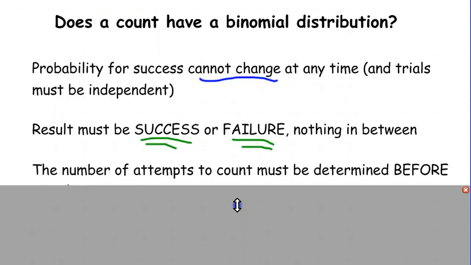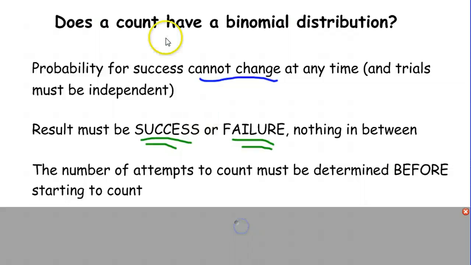The last thing is that the number of attempts that you're going to count have to be determined before you start counting. For example, I'm going to flip the coin 4 times, and it doesn't matter how many heads or how few heads I get. You're not allowed to say things like, I'm going to flip a coin until I get a heads, or I'm going to shoot baskets until I miss. That would not follow a binomial distribution. In order to be binomial, you need to decide ahead of time how many shots you're going to take, how many coins you're going to flip, how many rows are going to be in the Plinko game.